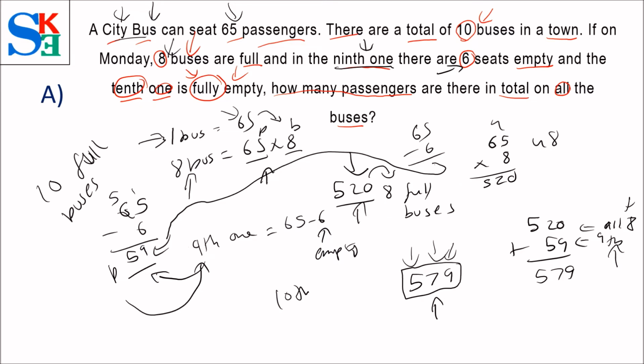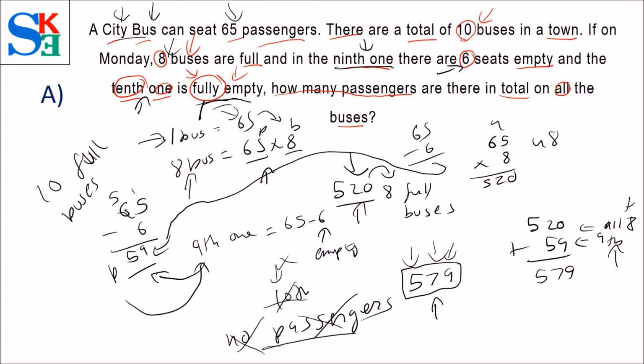Well, it's clearly saying in the 10th one that it is fully empty, that there are basically no passengers on that bus. So there is no need to do any calculation on the 10th one. Okay, so I hope you understood everything I did on question A.